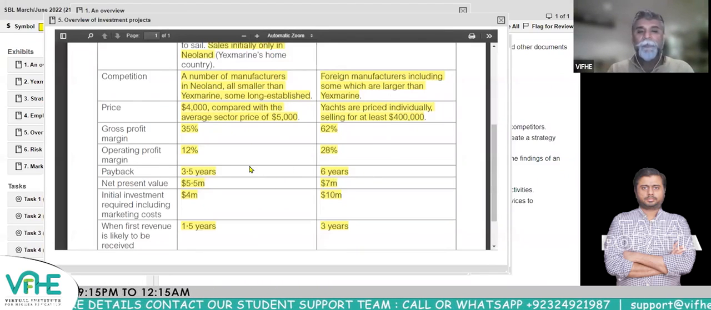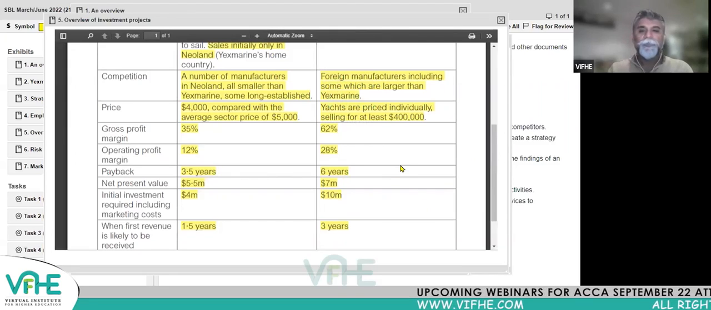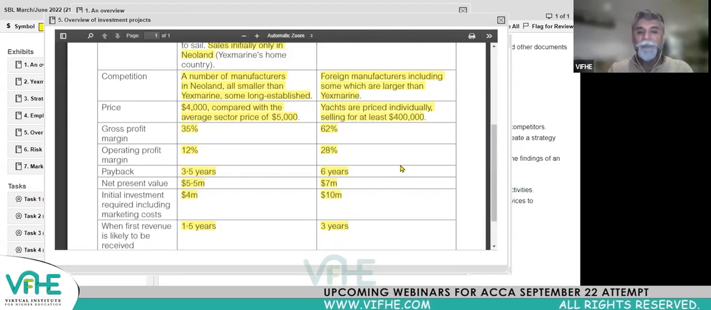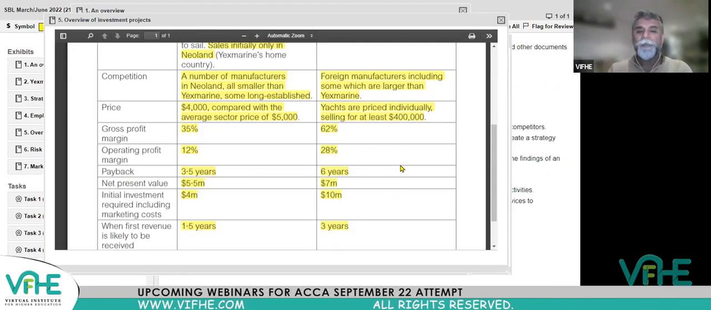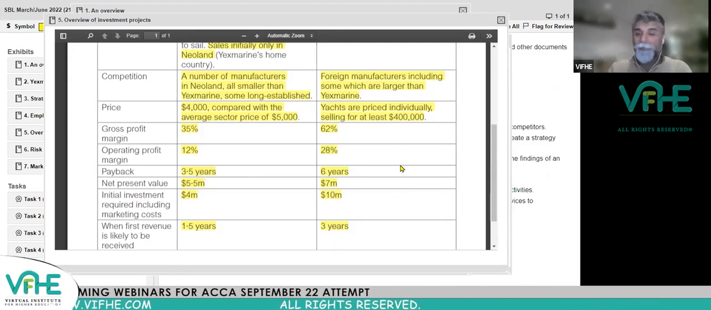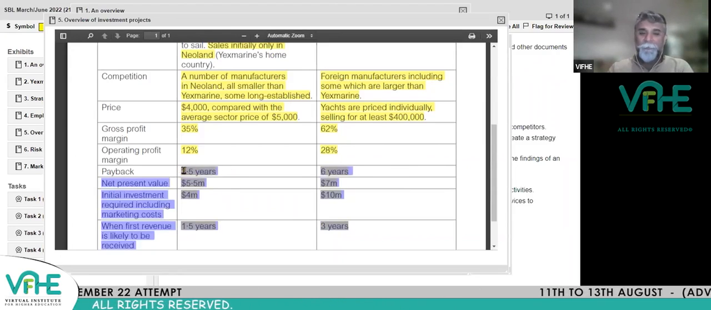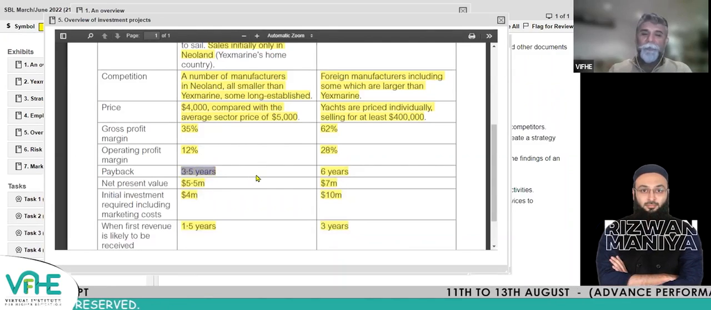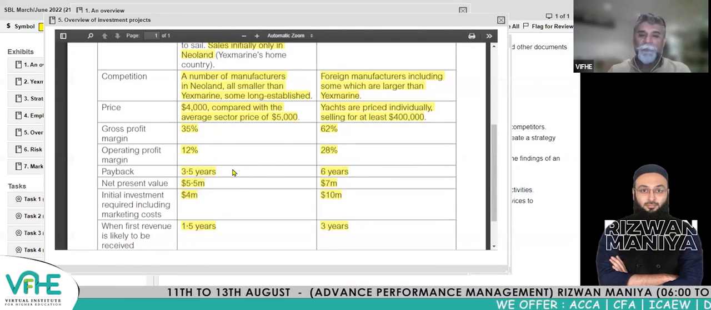What about payback? Whose payback is better? Dinghies. Why? Because it's shorter. Yes, good. Shorter payback, the earlier the better, right? We will be able to recover our initial investment much faster. So in terms of payback, I would prefer dinghy.